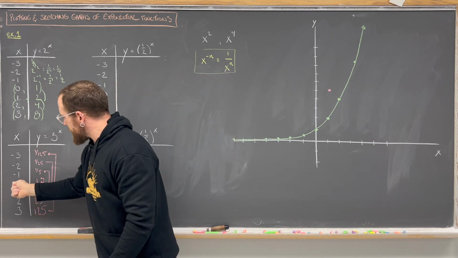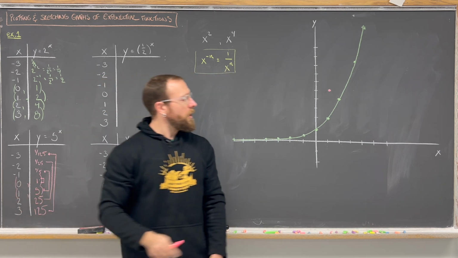If I back my way up, I can get (0, 1). I can plot that, (0, 1). That's right here.